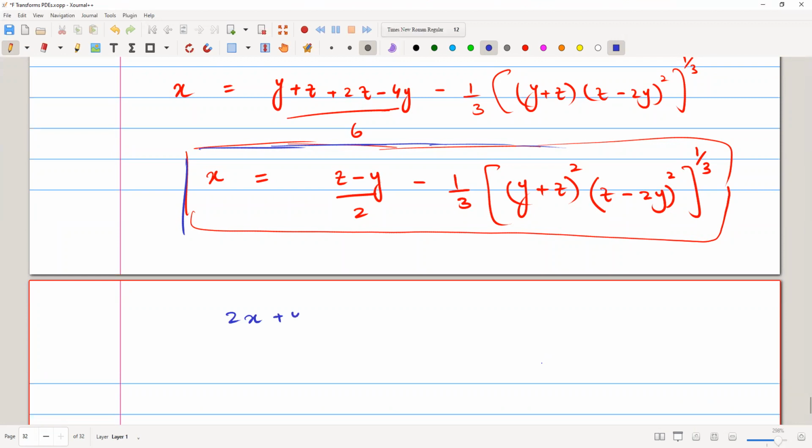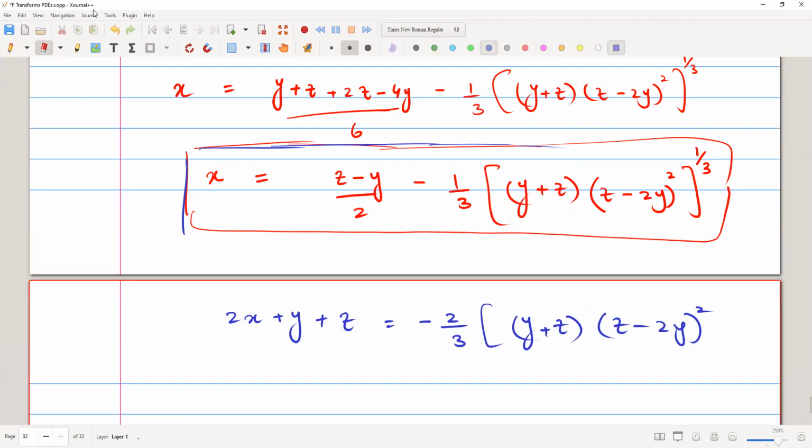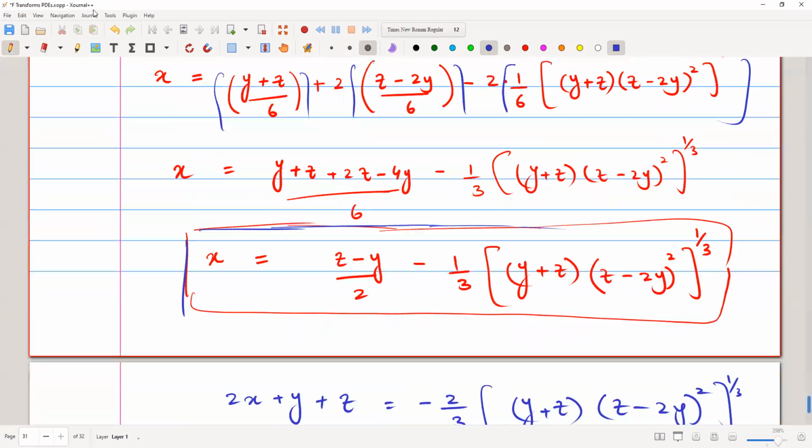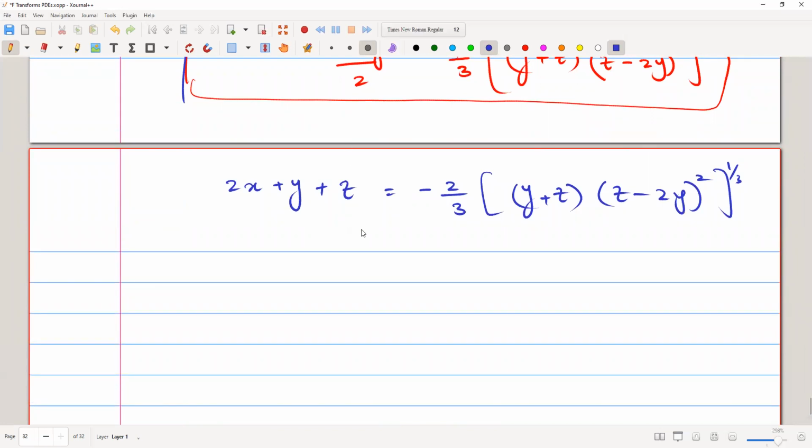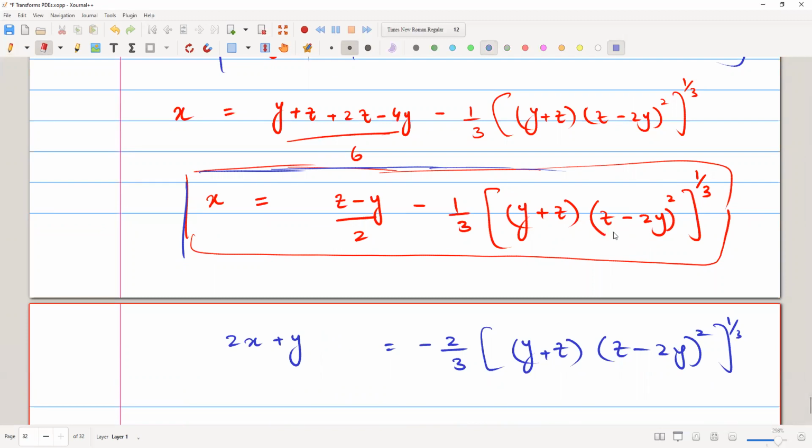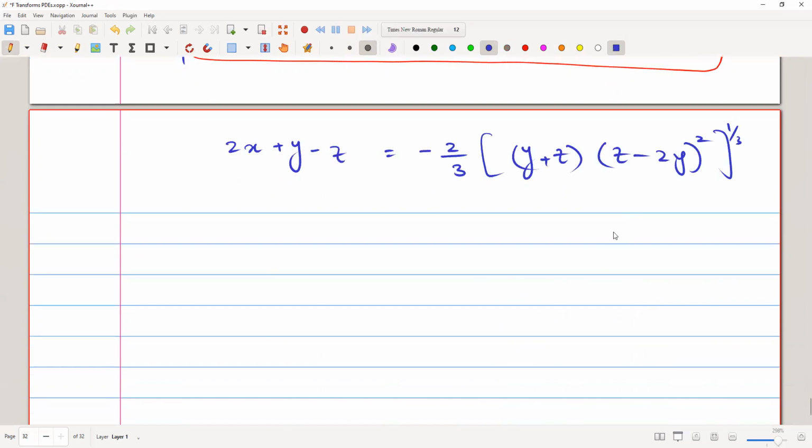Further, if you want to simplify it, it will be 2x plus y minus z equals negative 2 over 3 times (y plus z) times (z minus 2y), sorry, this is not squared, whole power 1 over 3. If we change the signs, and want to write in terms of z, we can write z equals 2x plus y plus 2 over 3 times (y plus z) times (z minus 2y), squared, power 1 over 3.